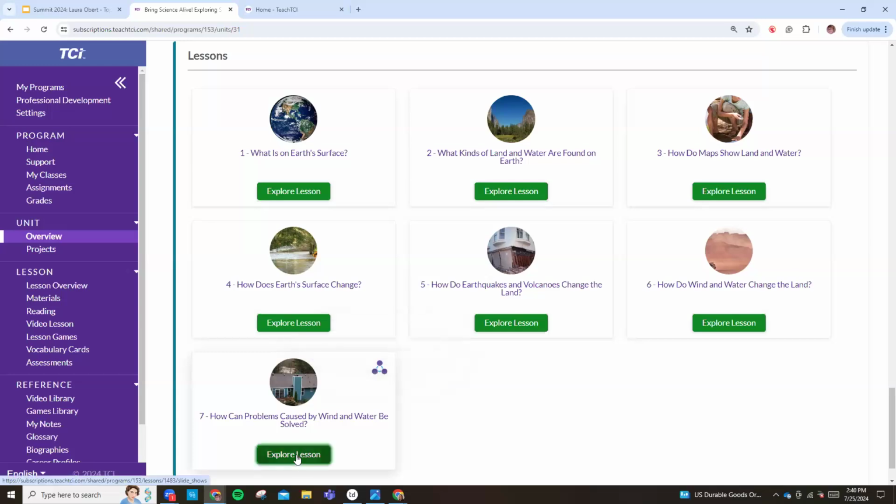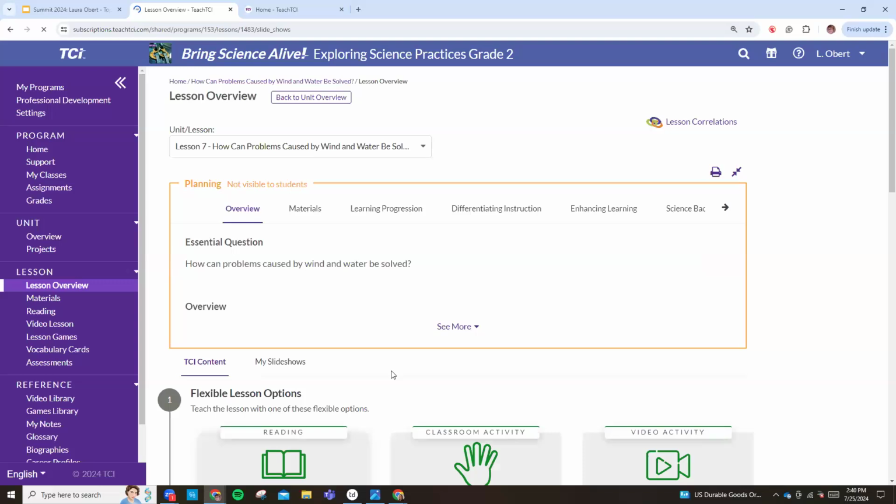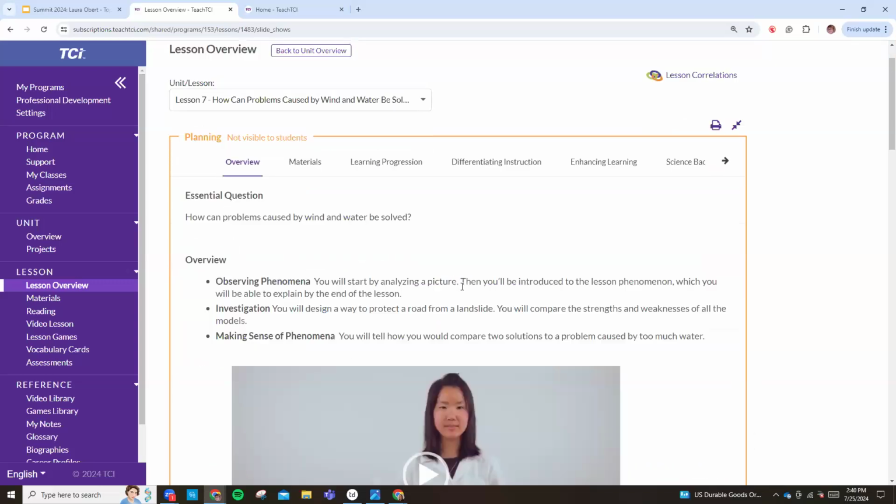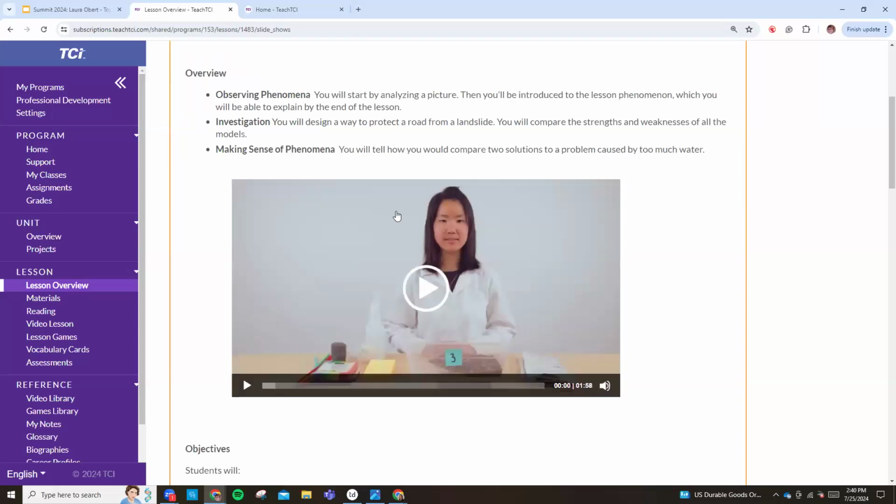This one is one of my favorite ones to do with kids. Again, we're in 2nd grade, so we're in a lower elementary here. And if we go in and we take a look at the observing or the overview, Ginger's going to walk you through and she will show you exactly how to set up this investigation. Again, it's super helpful and it's going to decrease your prep time.